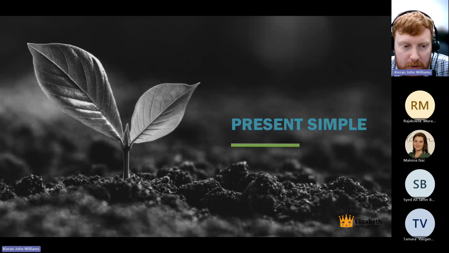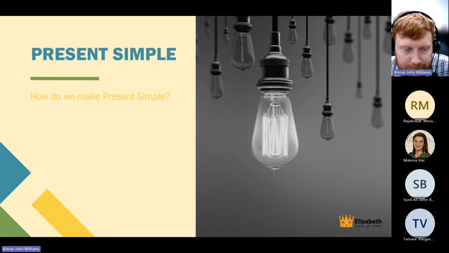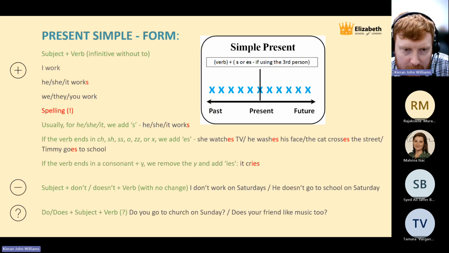So we're going to have a look at the present simple to begin with. Okay. So our question is going to be, how do we make the present simple? So as you can see here on the screen, it is quite simple. Okay, so if we're going to use the present simple form, we use the subject, so I, he, she, it, we, they, you, plus the verb in its basic form. So we don't use to. Okay, so if we are using I, or we, or they, or you, we just use the verb as it is. So here the example is work. So I work, we, they, you work.